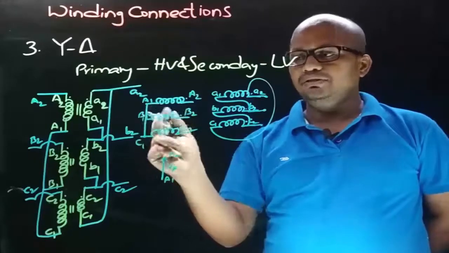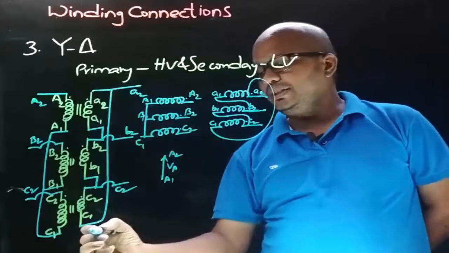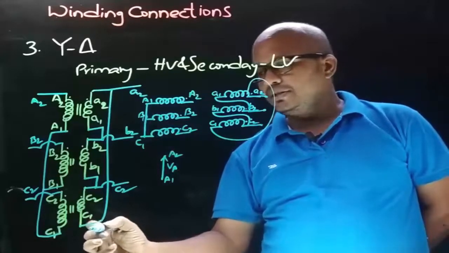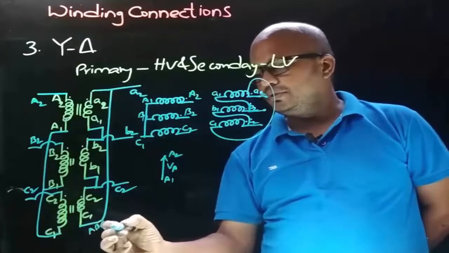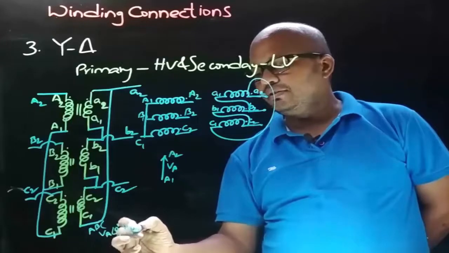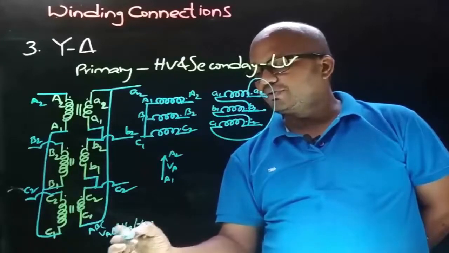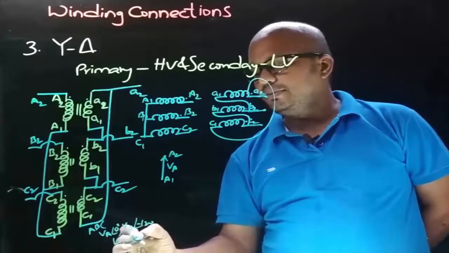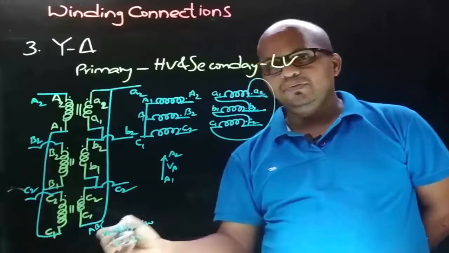Now we need to draw the VB phasor, and we know that in three-phase balanced ABC system, if VA is at an angle 0 degrees, then VB will be at an angle minus 120 degrees and VC will be at an angle 240 degrees from VA.